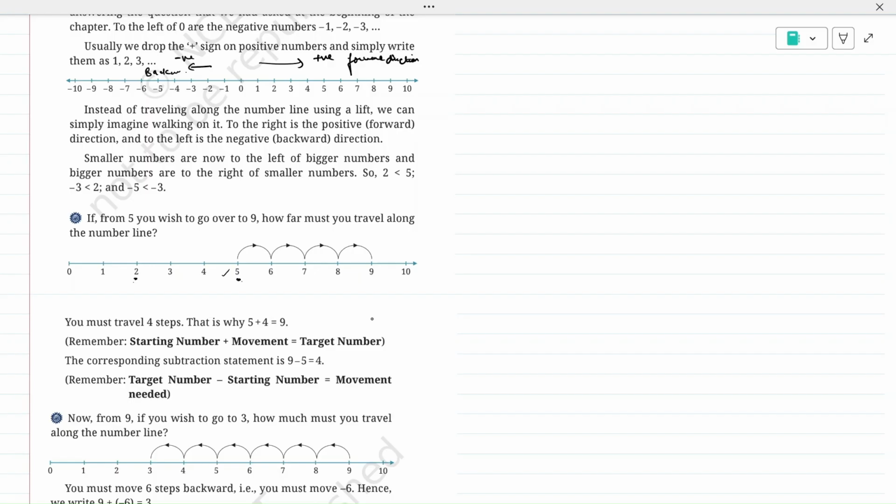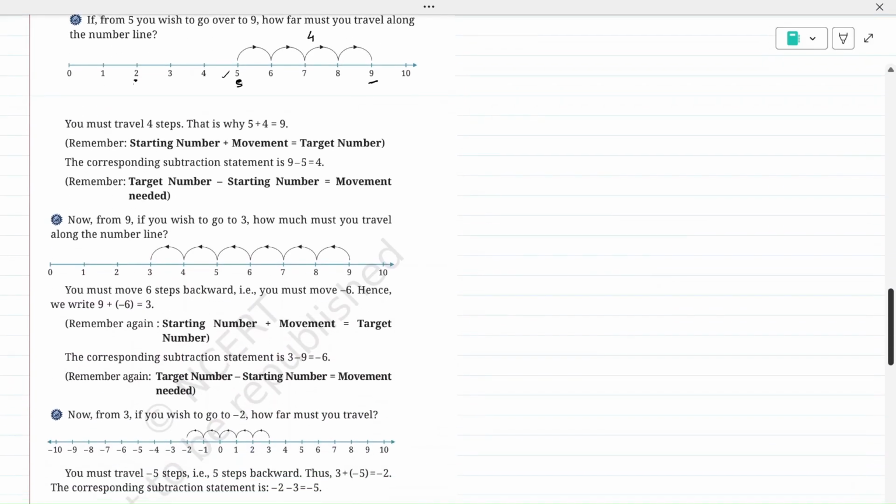So if we put the same thing in the formula we are using till now, 5 is my starting point, the movement I am making is 4 steps, and I am reaching the target at 9. Same thing has been done here. So if we know any two values, we can always find out the third value here.